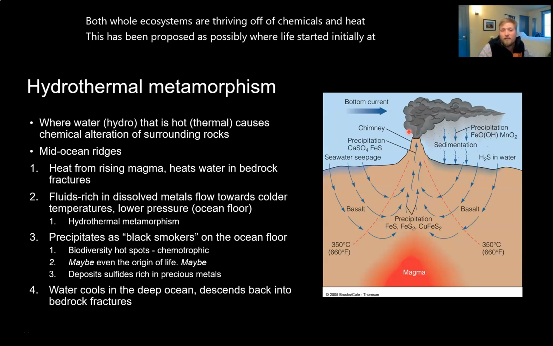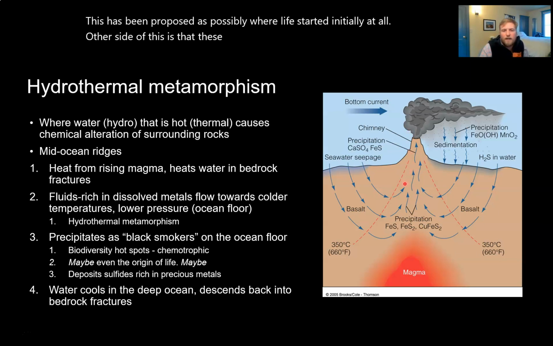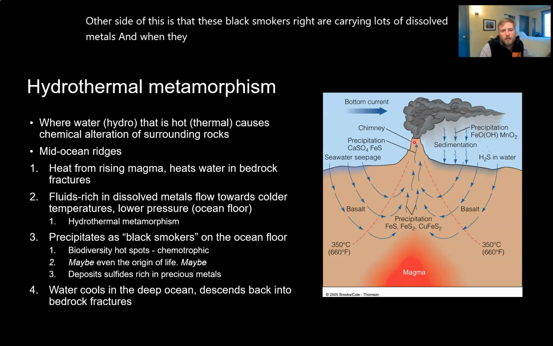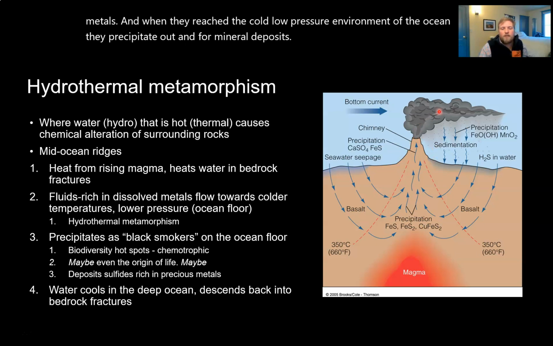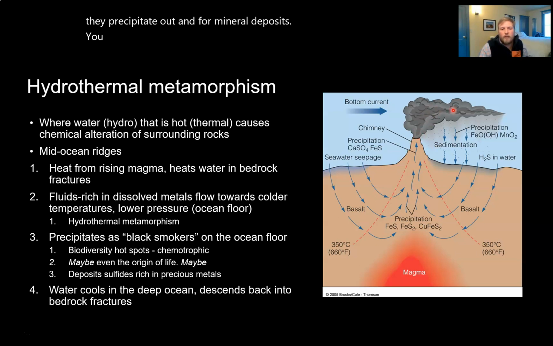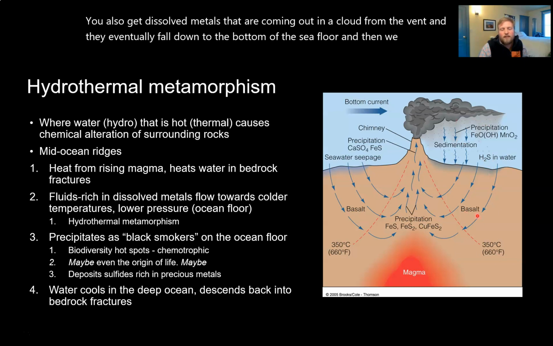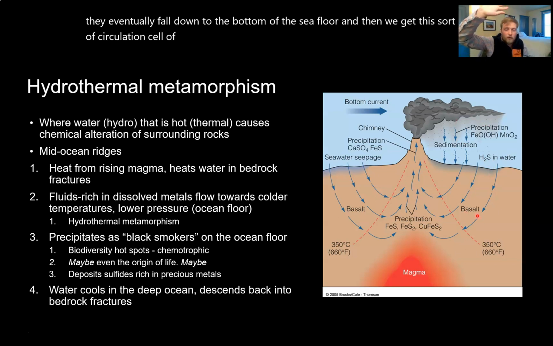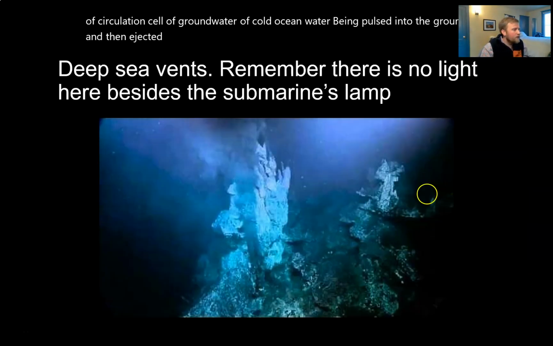But the other side of this is that these black smokers, right, are carrying lots of dissolved metals, and when they reach the cold, low-pressure environment of the ocean, they precipitate out and form mineral deposits. You also get dissolved metals that are coming out in a cloud from the vent, and they eventually fall down to the bottom of the seafloor. And then we get this sort of circulation cell of groundwater, of cold ocean water being pulsed into the ground and then ejected back up. So I wanted to show you guys what these look like in real life.